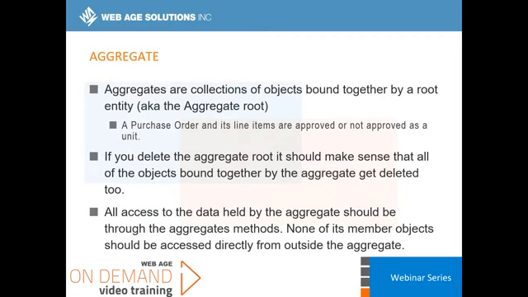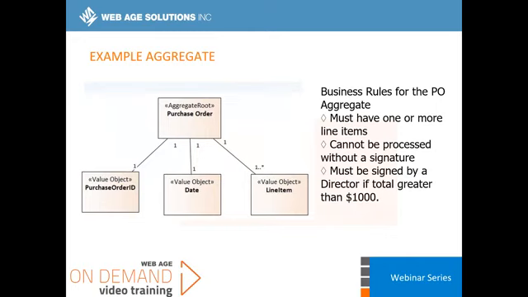And so here's an aggregate for purchase order. The purchase order, we haven't talked about them yet, but we'll get there, has a relationship with 3 different value objects: a purchase order ID, a date, and 1 or more line items. In addition to that, I've got some business rules that are specified for the purchase order, that it has to have at least 1 line item.